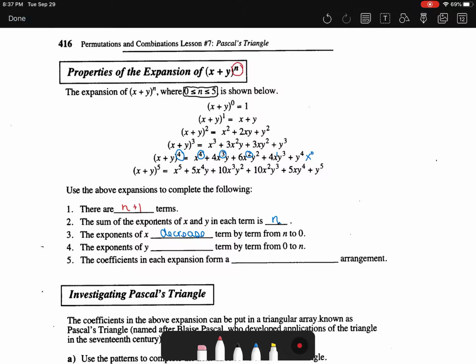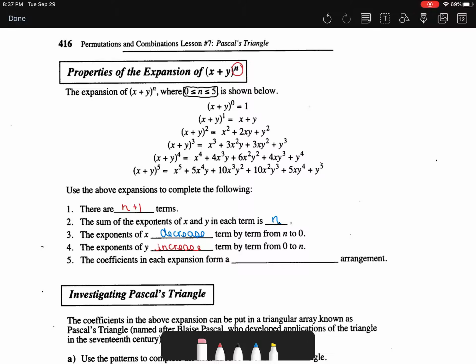Then they ask about y. Well, let's take a look at the next one, x plus y to the exponent of 5. What happens? Well, there's a y to the exponent of 0 here, which is 1, but then y to the exponent of 1, y squared, y cubed, y to the exponent of 4, and then y to the 5th. So that means the exponents of y are increasing, or they increase term by term. So x's decrease term to term, and y's increase term to term.